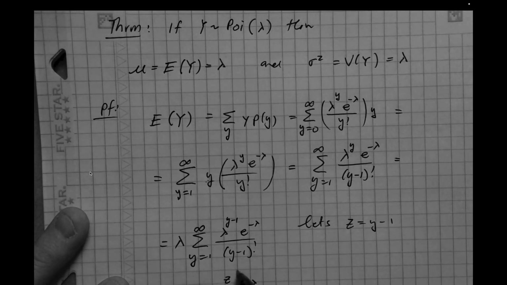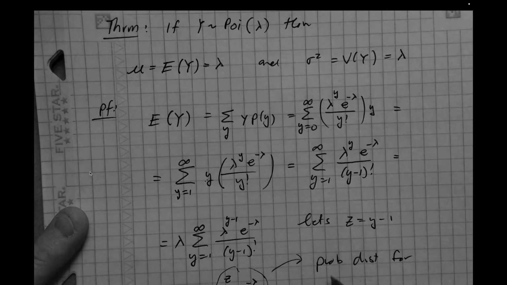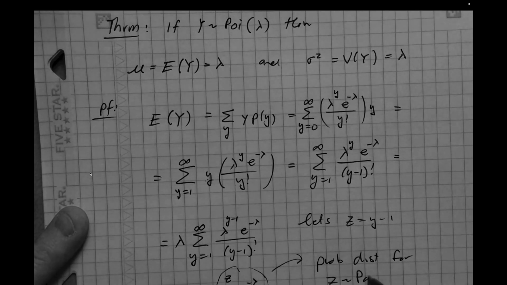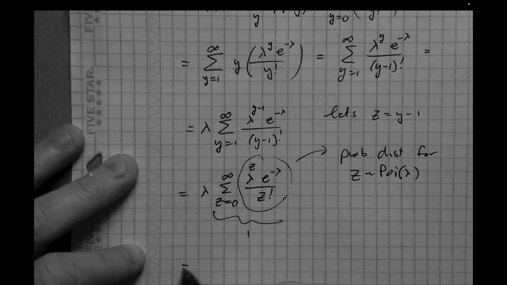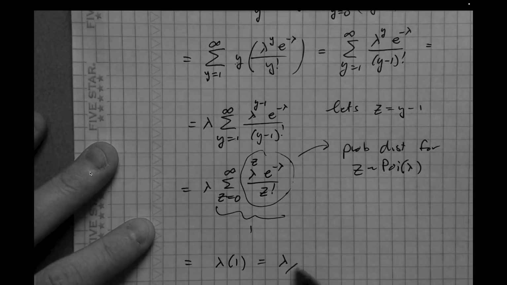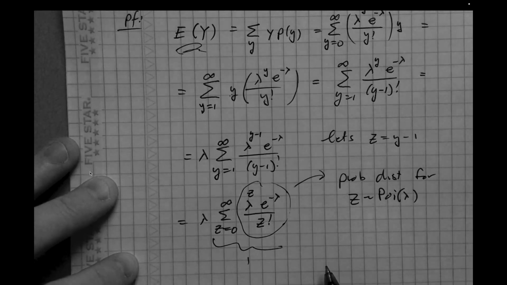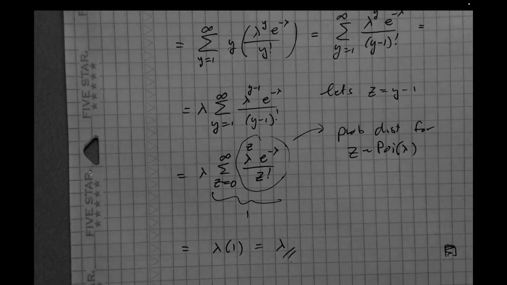Okay, and then of course this thing here is the probability distribution for a random variable z that is Poisson lambda. Right, and so we know that specifically this sum is equal to 1. So this whole thing is just equal to lambda times 1, which is lambda. And so that's what we're trying to prove, that the expected value of y is equal to lambda. And you can do similar kinds of moves for the variance. I'll let you work on that one.